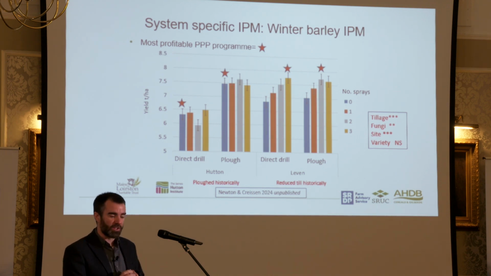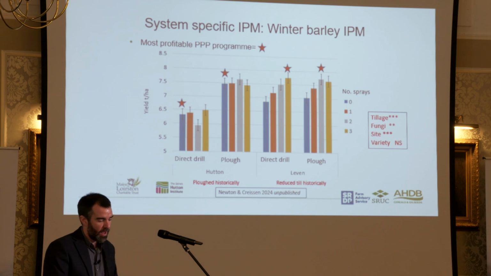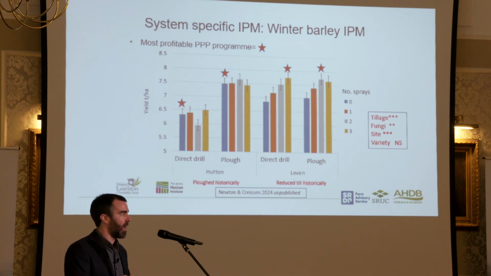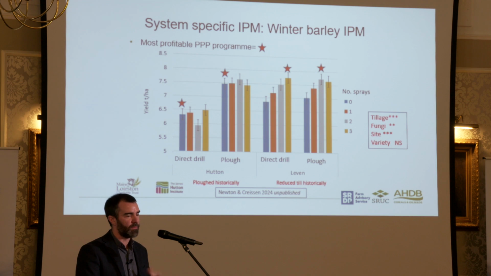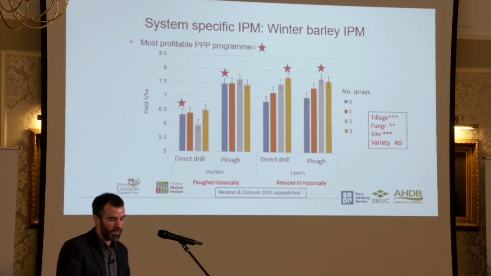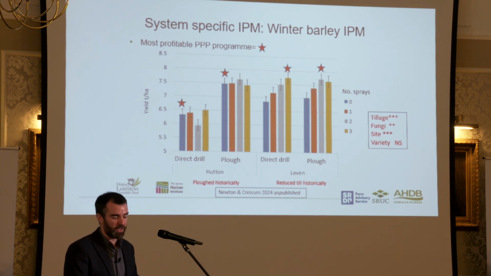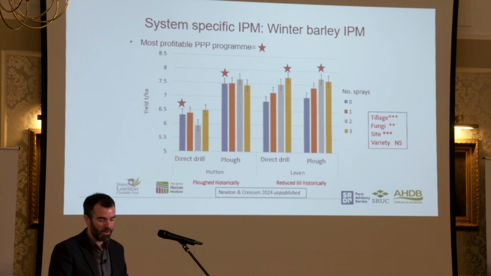Whereas when you look at the Leven site, which has been historically direct drilled, you'll see there's an incremental increase in yield for every fungicide timing in the direct drill. Crucially, there's that yield benefit from that T0, that pre-stem extension spray, because of that early threat of Rhynchosporium. And then looking at the plough-based system, there wasn't that benefit of having that early spray, so a 2-spray program, T1, T2, is the most profitable. So quite stark differences in terms of what fungicides are required according to the disease threats under these systems over the same years.